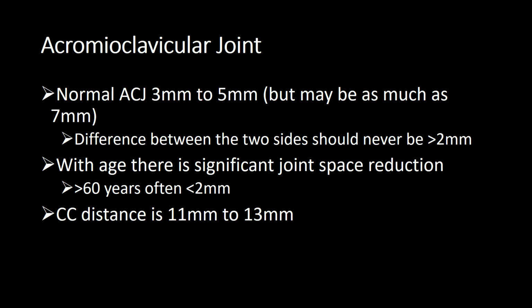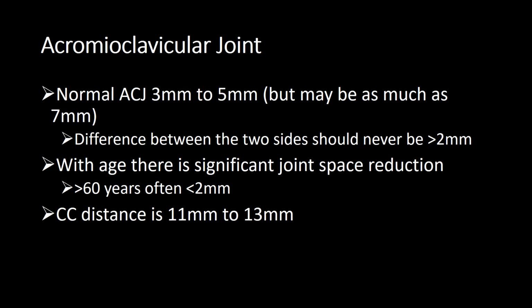It's important to understand what a normal acromioclavicular joint is so that you can recognise an abnormal joint. A normal ACJ ranges between 3 to 5 millimetres. However, it may be as much as 7 millimetres in some cases. The difference between two sides should never be more than 2 millimetres. However, these days we no longer do comparison views, so unfortunately this isn't very helpful.